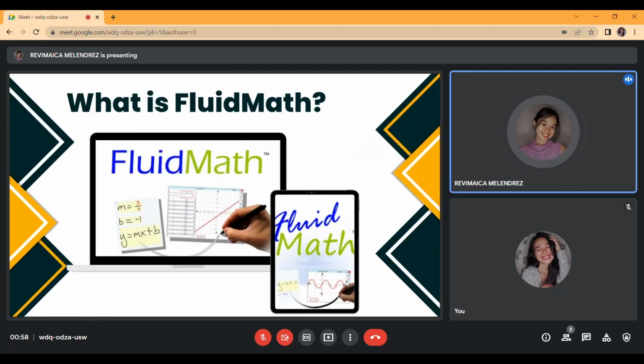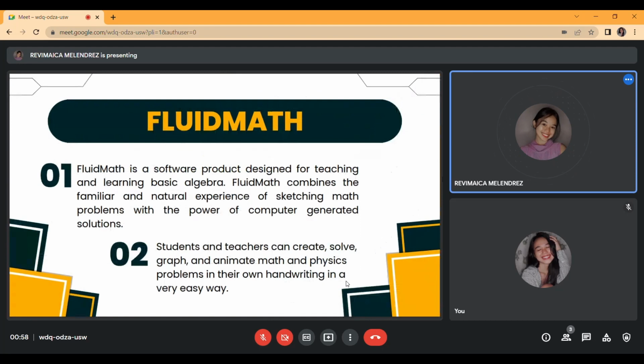So what is FluidMath? FluidMath is a software product designed for teaching and learning basic algebra. FluidMath combines the familiar and natural experience of sketching math problems with the power of computer-generated solutions. Students and teachers can create, solve, graph, and animate math and physics problems in their own handwriting in a very easy way.